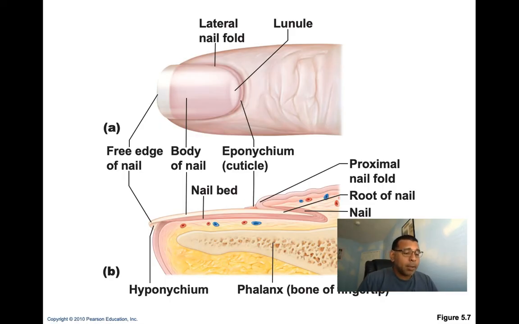Next then we have the hyponychium. Now the hyponychium is going to be the region beneath the free edge of the nail. This is where dirt and debris likes to accumulate.